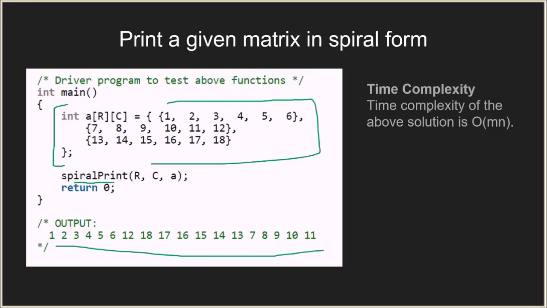Now coming to the time complexity of the solution, the time complexity is order of m into n, where m is the number of rows and n is the number of columns. So m into n is also the number of elements which will be there in the matrix. Because we are actually coming to each element only once, it is fairly simple to deduce that the time complexity is order of m into n.